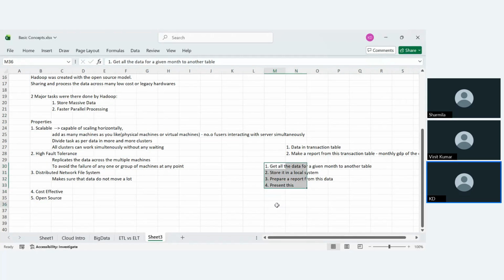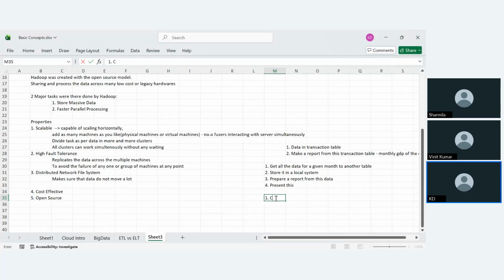Another way is this. For the first approach, one thing is required: this transaction table is stored somewhere in the main server. From the main server you got this table into the local server, and in this local server you have done all these operations.